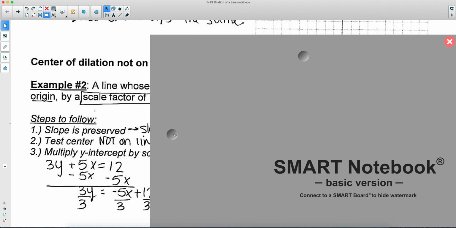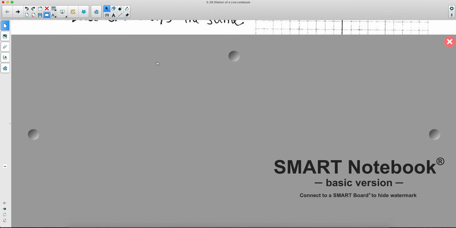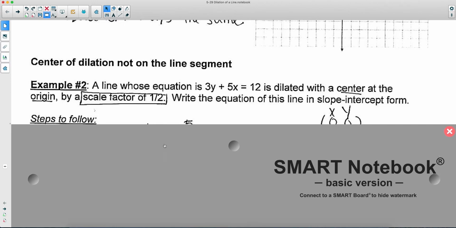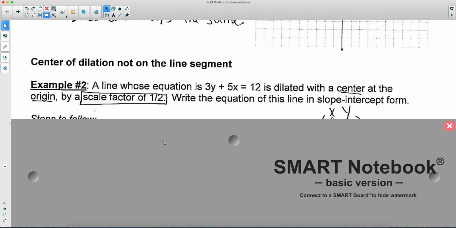Okay, so example 2 is going to be a little different. Now I'm going to show you when the center of dilation doesn't fall on the line or the line segment. So how do we deal with that? And here it is. It says a line whose equation is 3y plus 5x equals 12 is dilated with a center at the origin by a scale factor of 1/2. Write the equation of the line in slope-intercept form.